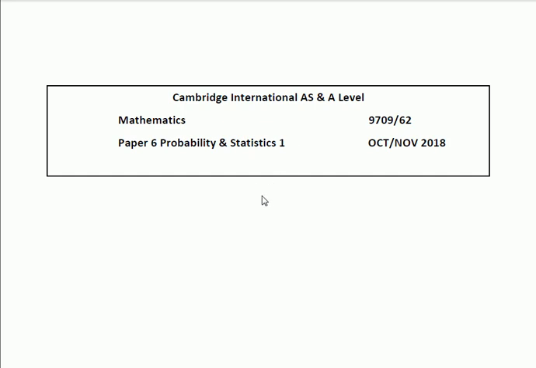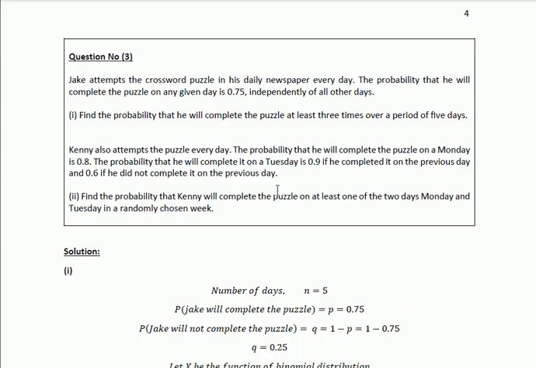In paper 6 probability and statistics session October November 2018, question number 3 is: Jack attempts the crossword puzzle in his daily newspaper every day. The probability that he will complete the puzzle on any given day is 0.75, independently of all other days. Part A: find the probability that he will complete the puzzle at least 3 times over a period of 5 days. Now we shall find out the probability.